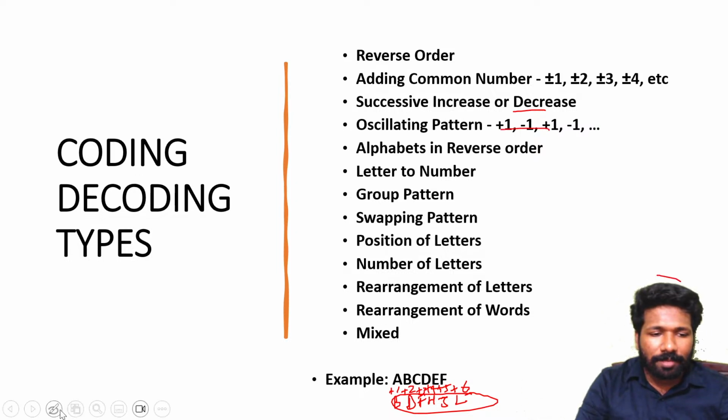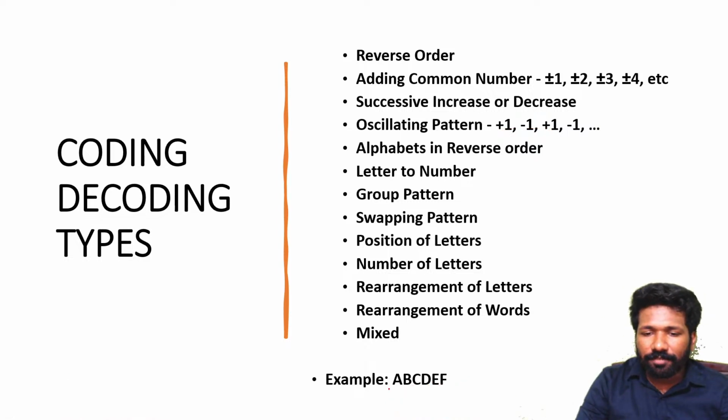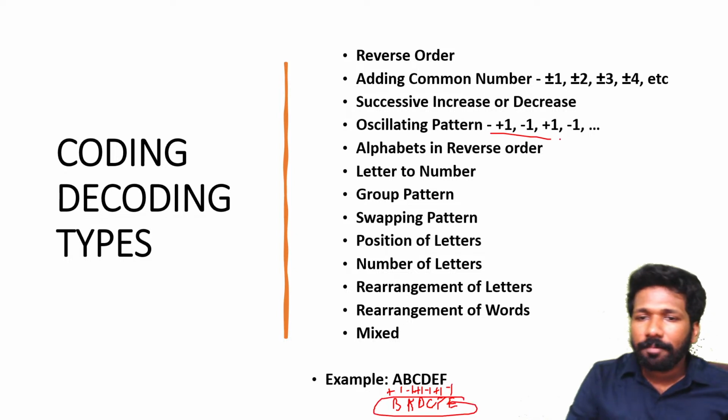What is oscillating pattern? Oscillating pattern means first one is added by say 1, A plus 1, B. Second one is subtracted by 1, that is A. Third one is again added by 1, C plus 1, D. Fourth one is subtracted by 1, that is D minus 1, C. E plus 1, F, F minus 1, E. So that can be a coding, oscillating pattern.